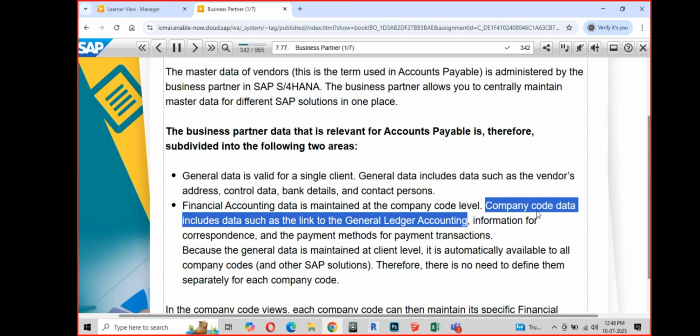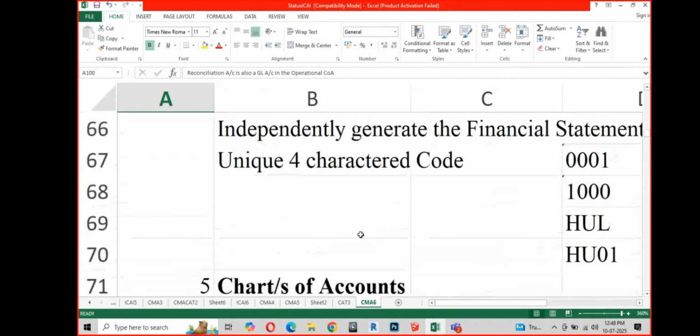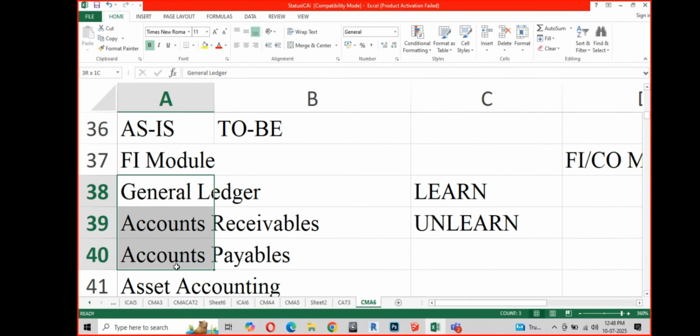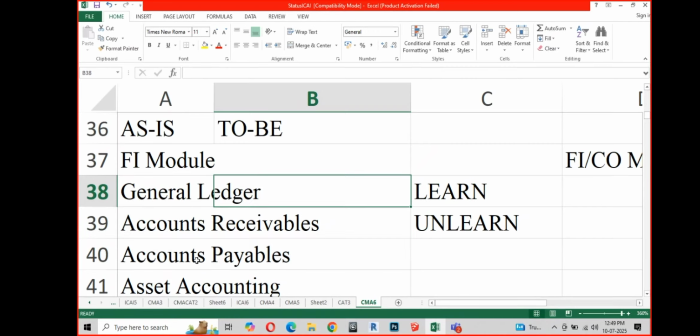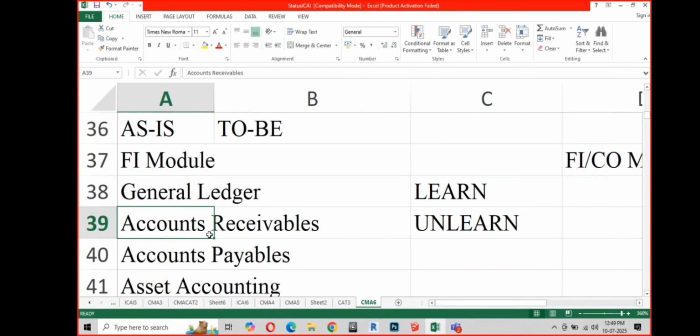You saw this, right? General ledger, accounts receivable, accounts payable. Between themselves, it is through the reconciliation account that they are communicating. The GL is talking to AP through the reconciliation account. The GL is talking to AR through the reconciliation account. The GL is talking to assets through the reconciliation account. The concept of reconciliation account is not applied in SAP to any other concept.